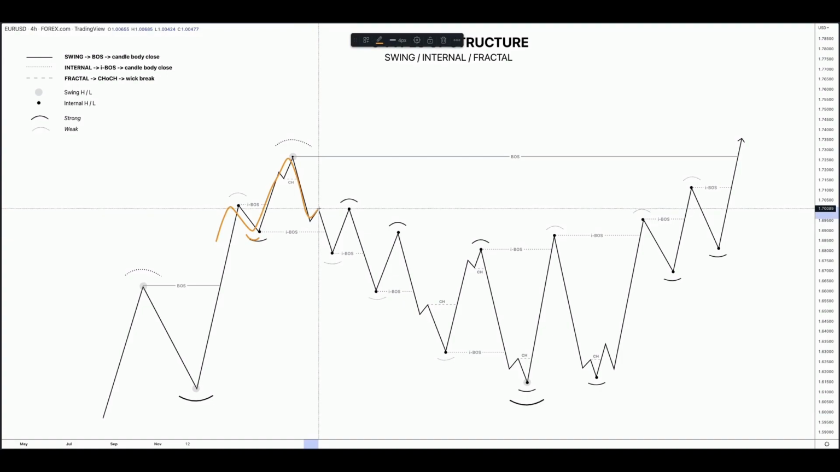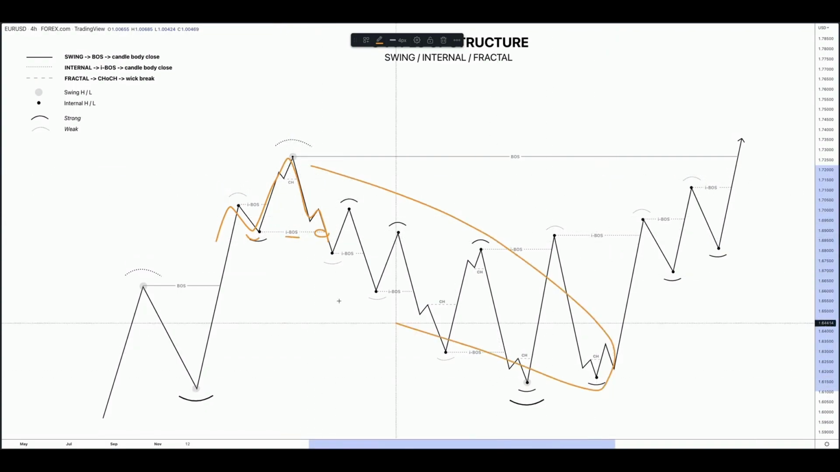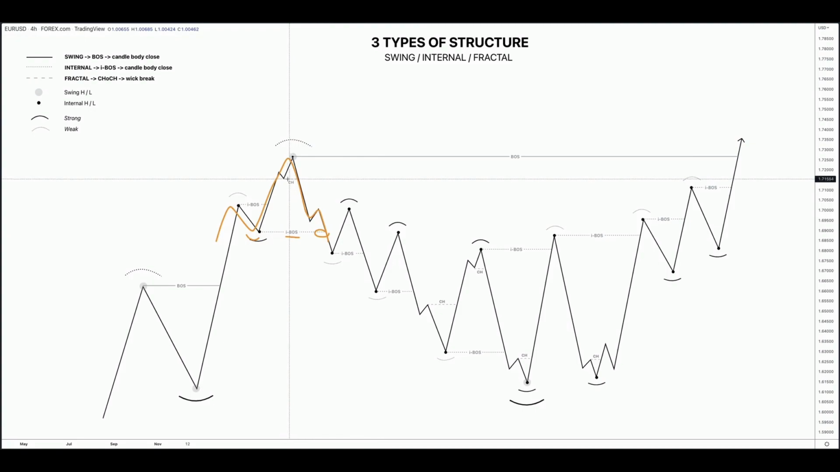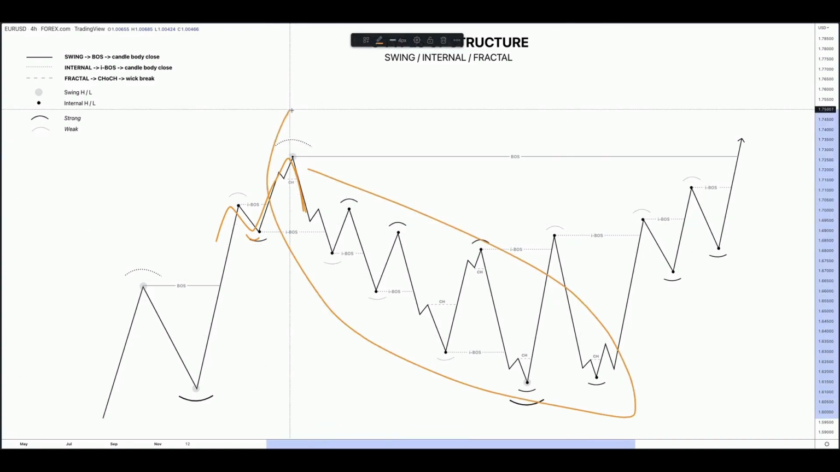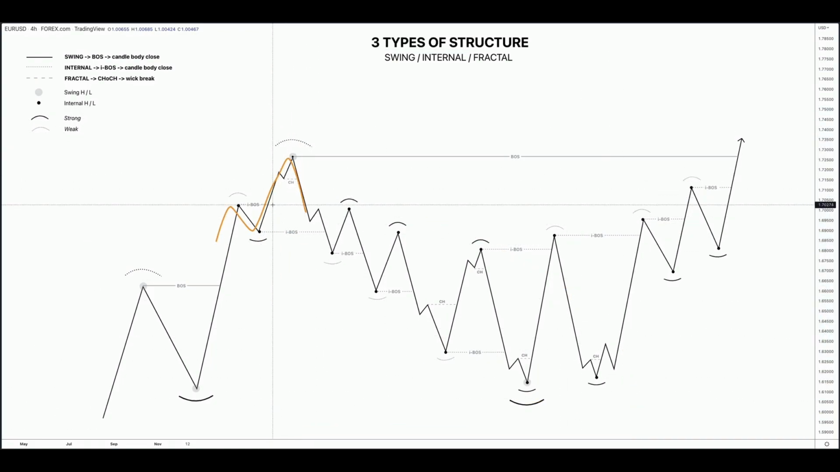But in this instance, it goes on to break the internal lows. So we get a bearish IBOS, an internal break of structure. So at this moment, the internal structure is now bearish, okay? So once we get that IBOS, now we have the signal of the swing pullback, okay? So chock signals the start and end of the internal pullback, and the IBOS signals the start and end of the swing pullback, okay? So we get the chock, so we start the internal pullback, but it ends up breaking the internal higher lows, so we get an internal break of structure.